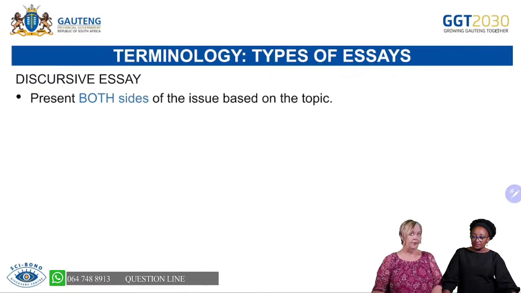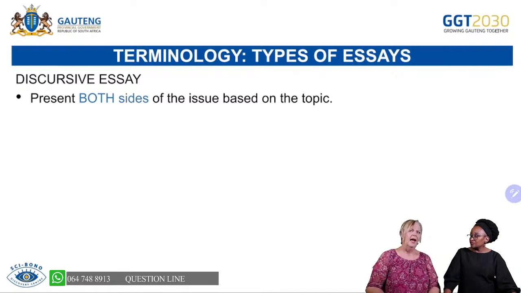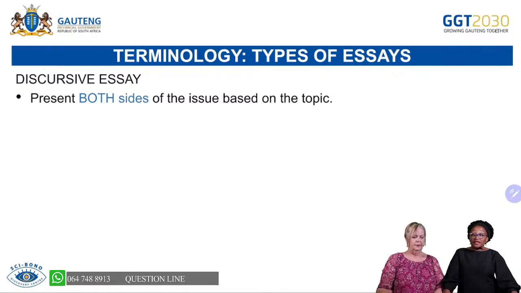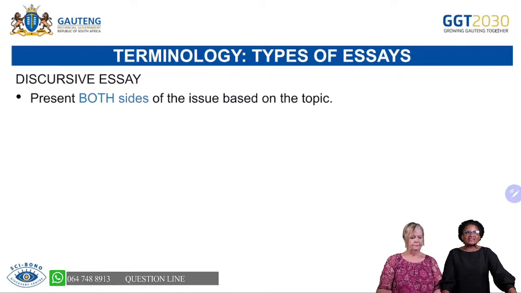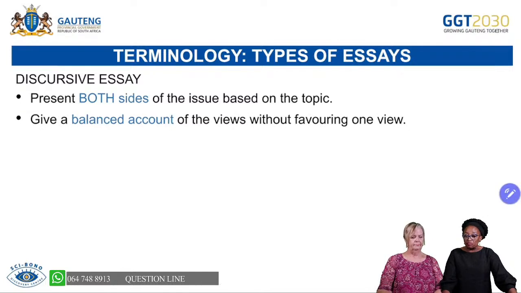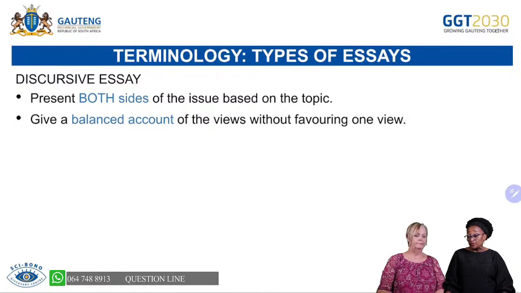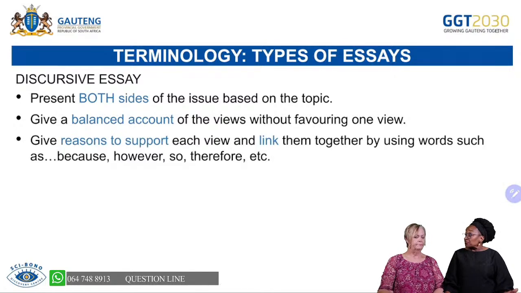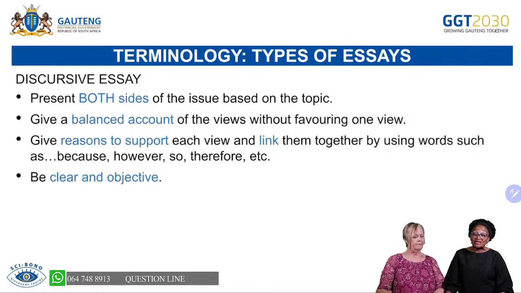The discursive essay, on the other hand, is a little different. How is it different, Sipati? This one, the discursive essay, presents both sides of the issue based on the topic. What do you do here? You need to give a balanced account of the views without favoring one view. Give reasons to support each view and link them together by using words such as because, however, so, therefore, etc. You need to be very clear and objective.